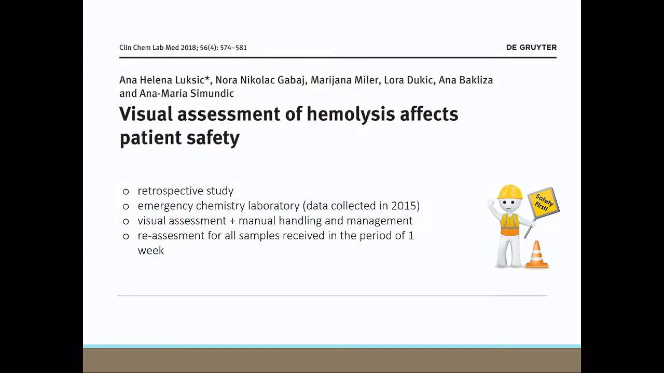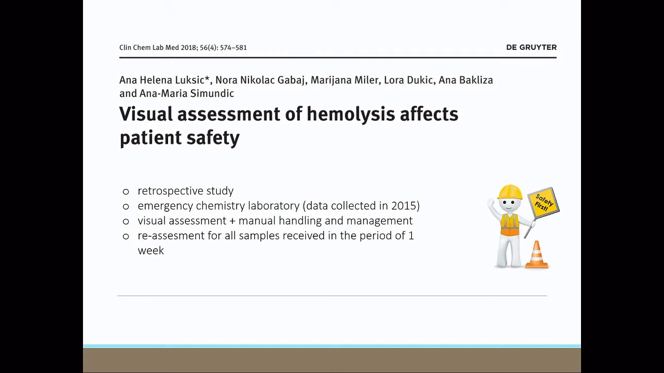Visual assessment is not only highly unreliable, but also affects patient safety, and we have been able to demonstrate this with a study that we recently published. It was a retrospective study on a set of samples from the emergency laboratory. Data were collected back in 2015. At that time, the degree of hemolysis was detected by visual assessment, and then there was the individual decision on what to do with the sample, if the sample was hemolyzed or not.